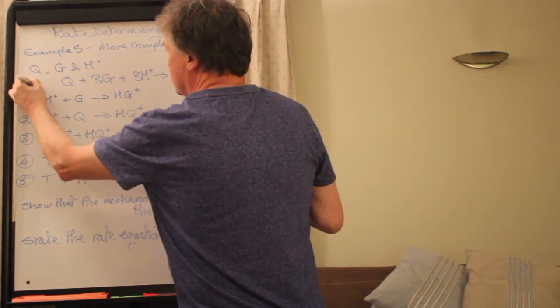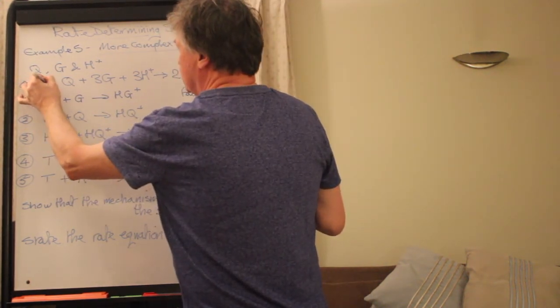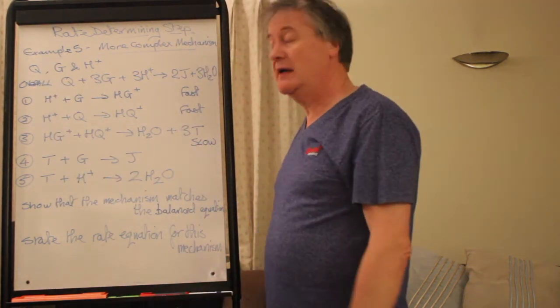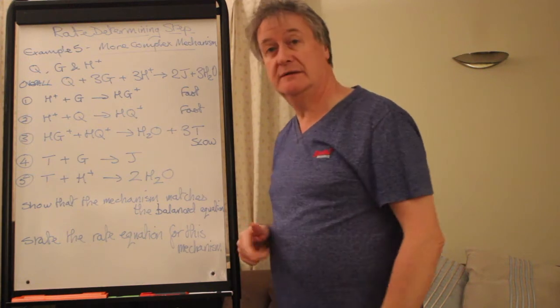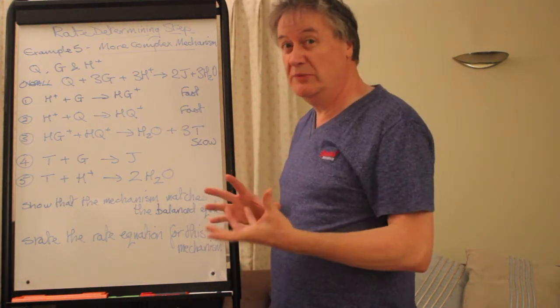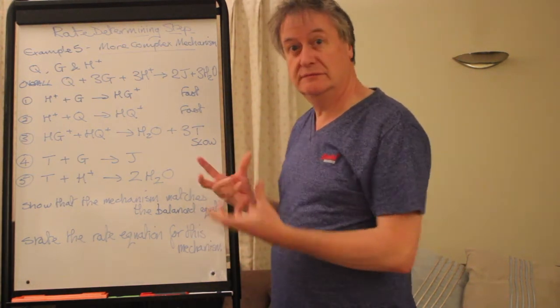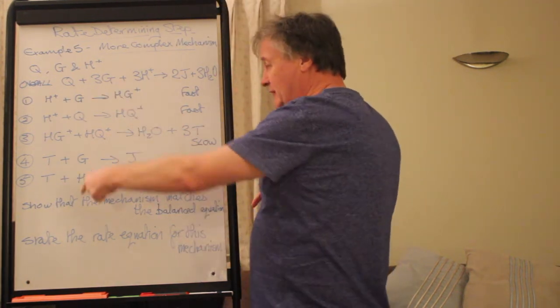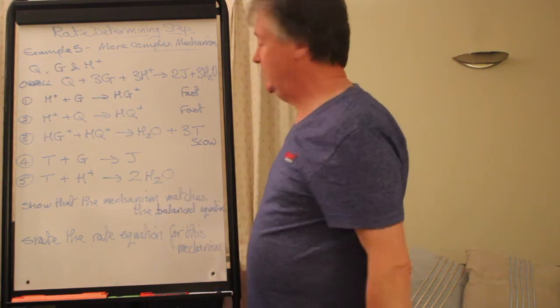That overall equation says that Q reacts with 3G and 3H pluses and you get 2Js and 3H2Os. So quite a complex set of interchange of various atoms going on. Here's a five-step mechanism, so it's a bigger mechanism than any of the ones we've had before.